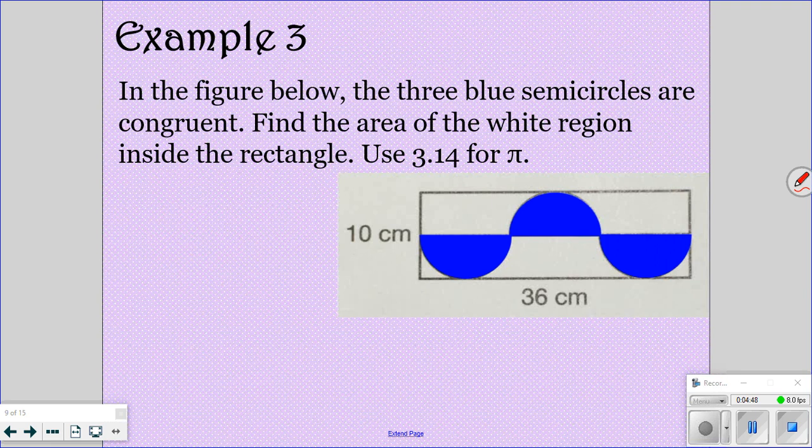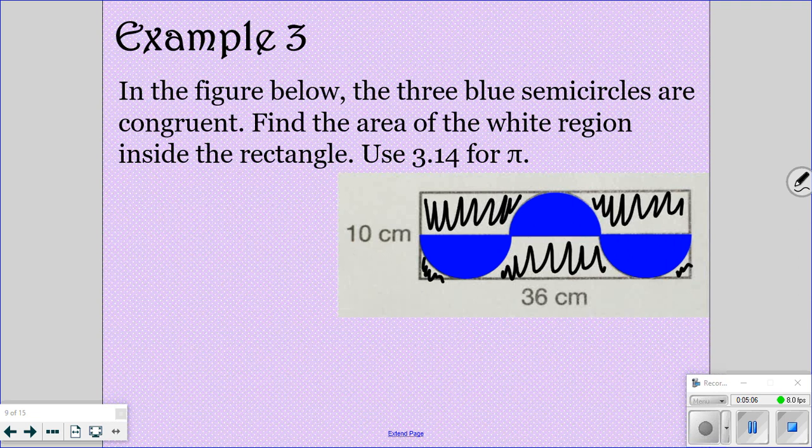Okay, so now we're going to look at this one. We want to find the area of the white region that's on the inside of the rectangle. So the part that they're talking about is this part here, and this part, and this part, and this part, and this part. So basically, to find the area of the white part, you're going to do the area of the total minus the area of the blue part, and that'll leave you with what's left.